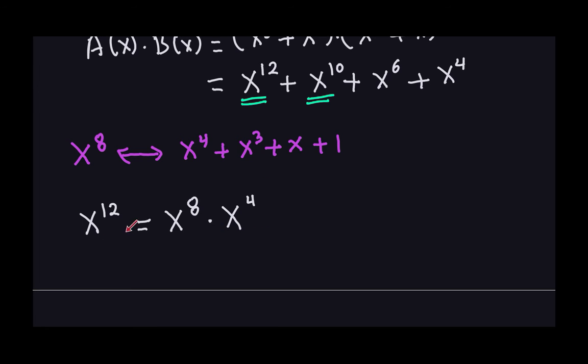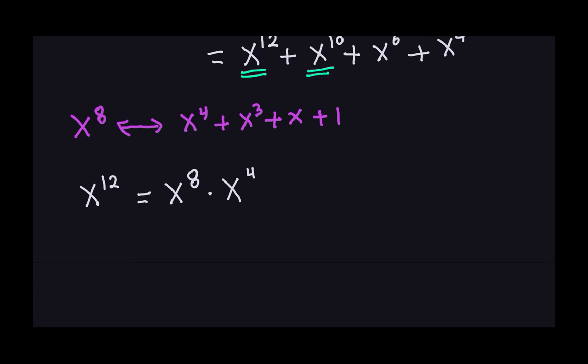If the power is bigger than 8, you just write it down as x to the 8 times whatever x you need to make it go up to this degree. So if I put an x to the 8 here, I know I have to put a 4. So it can go up to x to the 12. So that's how you do it.